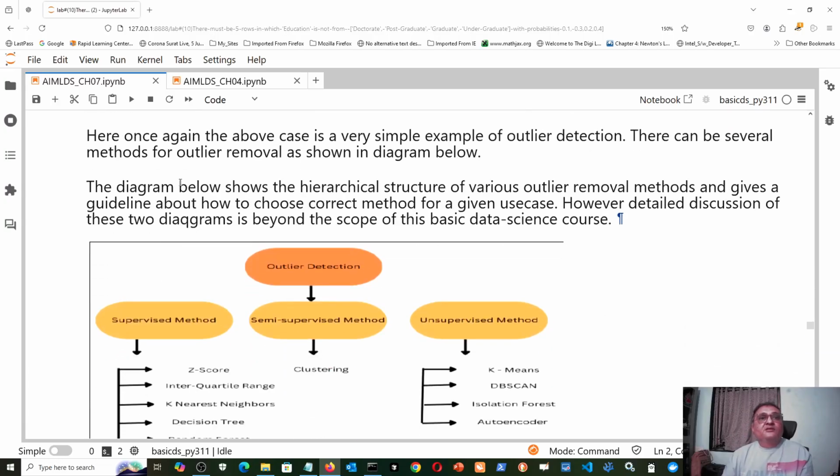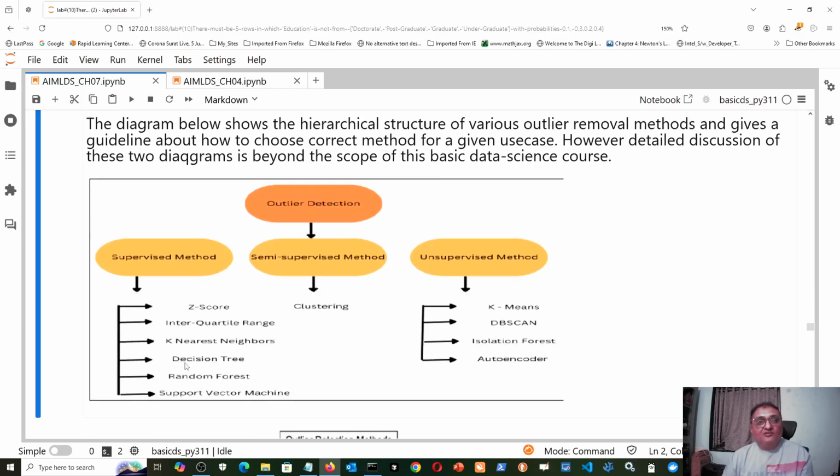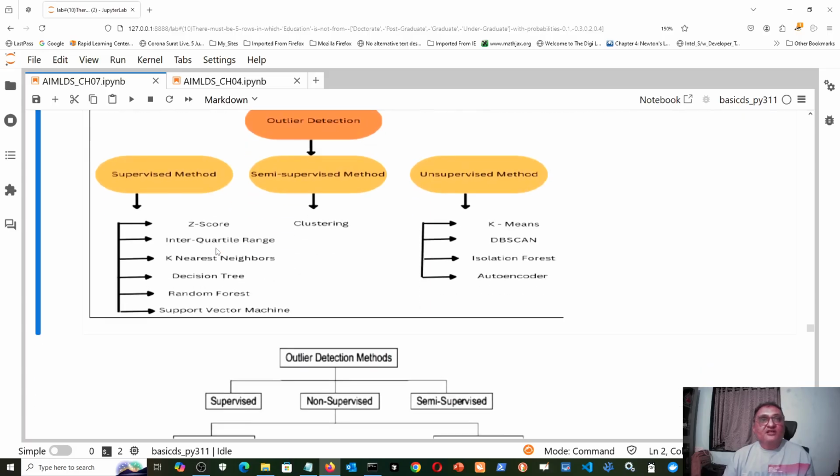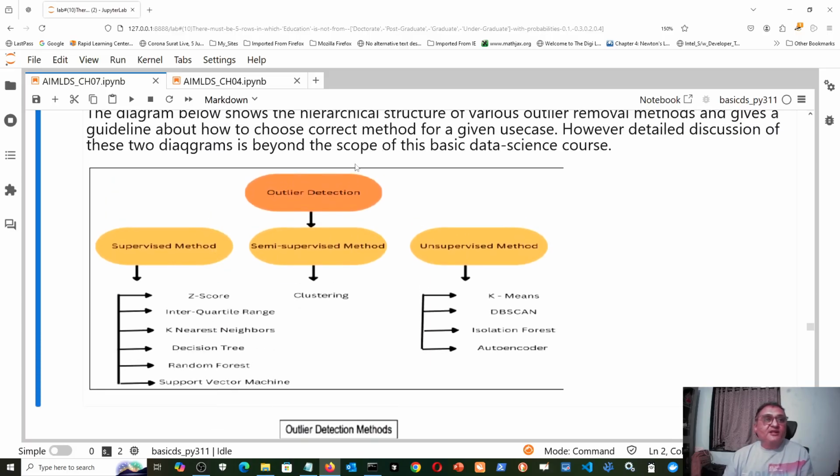That is one thing. Then this lower diagram shows the advanced methods of outlier removal, and we will again not learn all of them, but we will learn a few of them. So let us see what those advanced methods are. Outlier detection can be done by supervised, semi-supervised or unsupervised methods. At least the words supervised and unsupervised I already introduced.